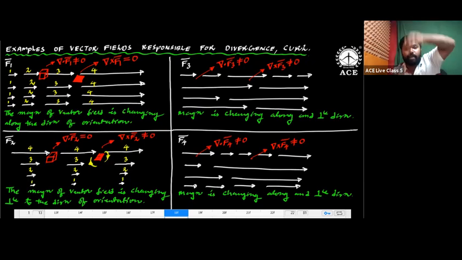That means if you want to know the complete description of a vector field, if you want to understand how the field is changing in three-dimensional space, how it is changing along the direction, how it is changing in the perpendicular direction, you must define the curl and divergence. You must define both its curl as well as divergence.